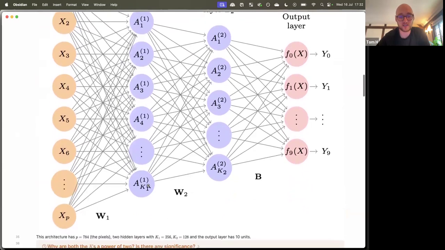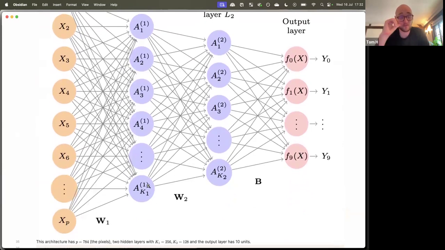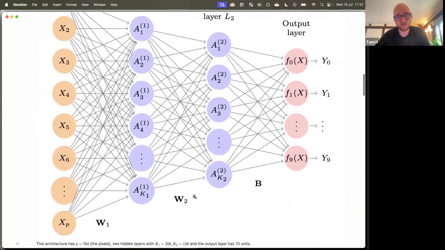And the first hidden layer has 256 units in it, and the second hidden layer has 128. Then your output layer, of course, has 10 units. And the W's here are our weights, same as before.